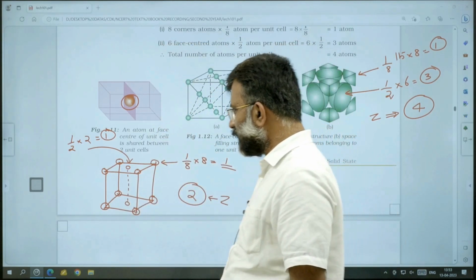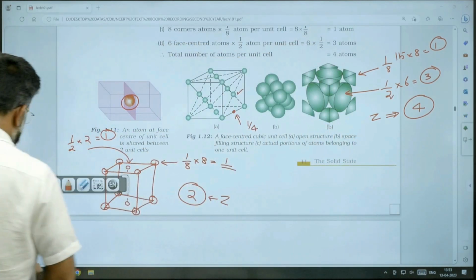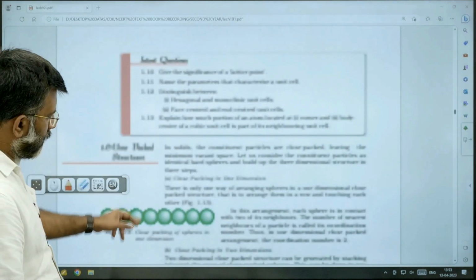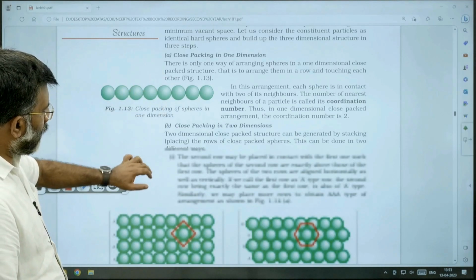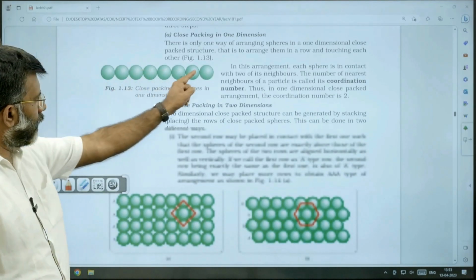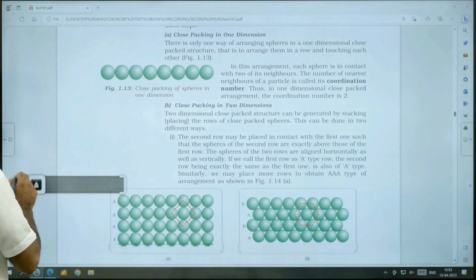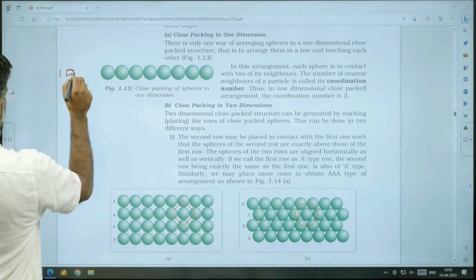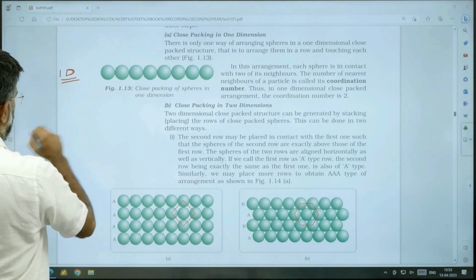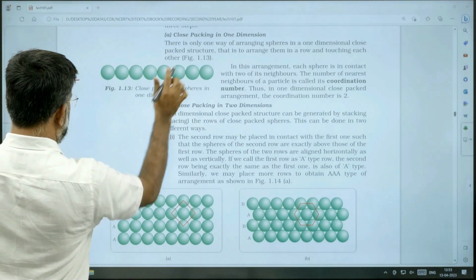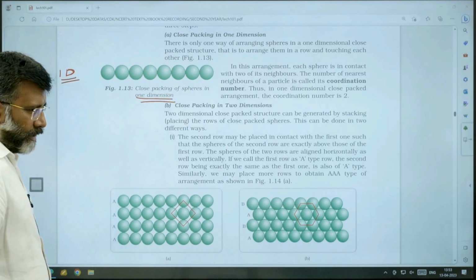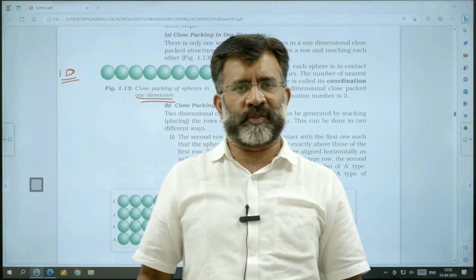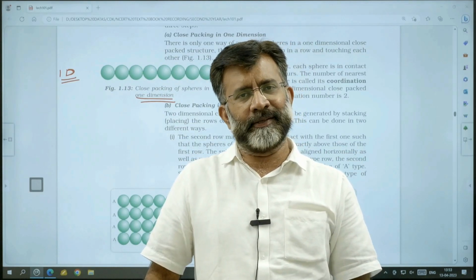Next topic is close packed arrangements. You see, this is the close packed arrangement. Particles arranged in a line. This is a one-dimensional, 1D array. Particles aligned in a line form the edge of a crystal.